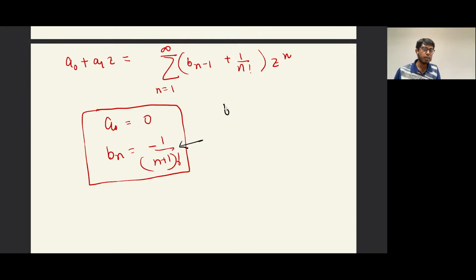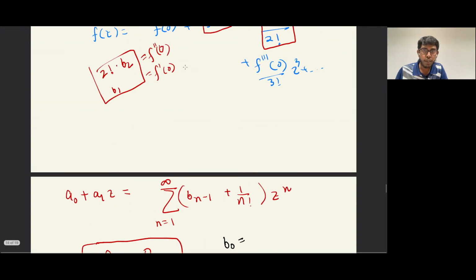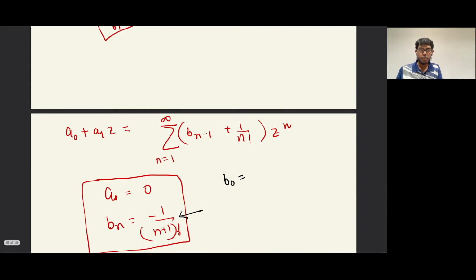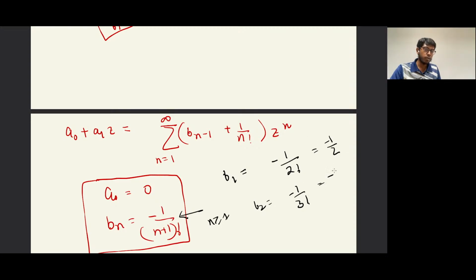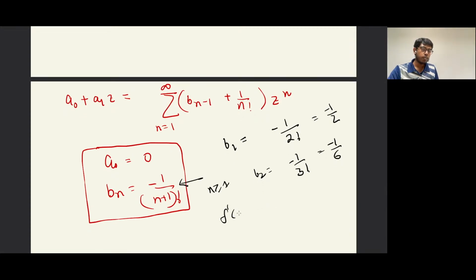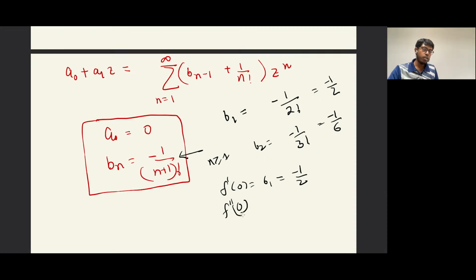So what is my B0? We need to find out B0, B1 and B2. This is for n bigger than or equal to 1. So what is my B1? Minus 1 by 2 factorial, and B2 is minus 1 by 3 factorial. So this is minus 1 by 2 and this is minus 1 by 6. So what is f prime 0? It's B1, so minus 1 by 2. And f double prime 0 is 2 times B2, so that's minus 1 by 3.